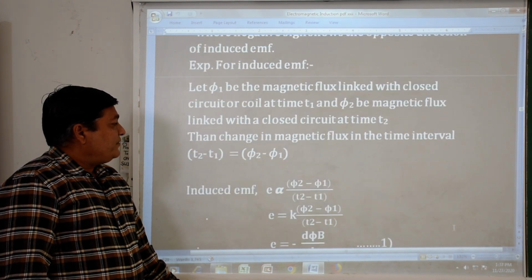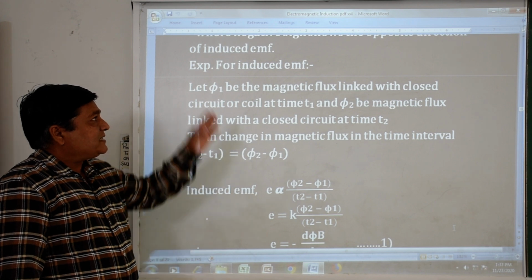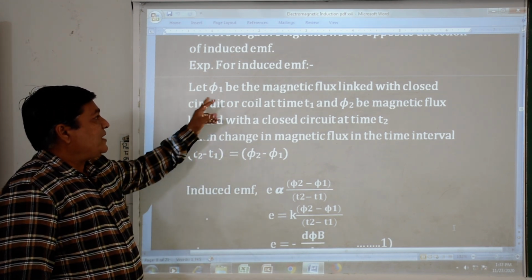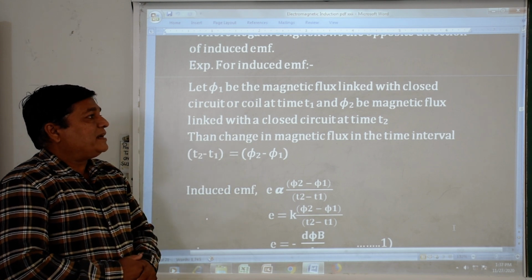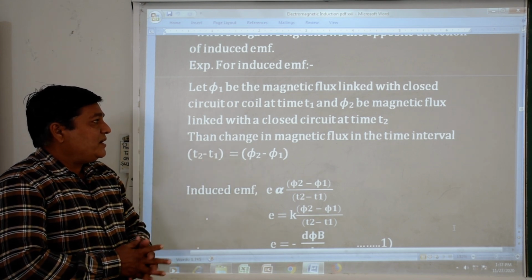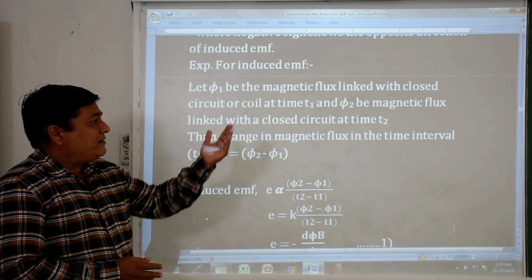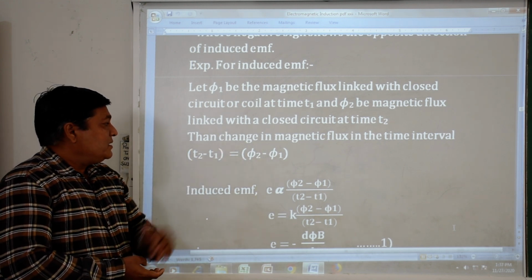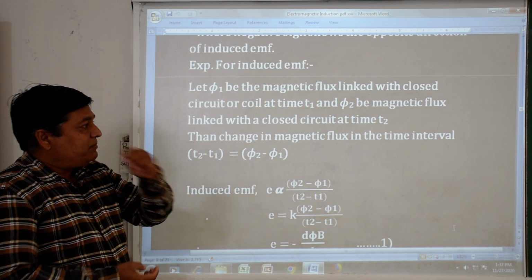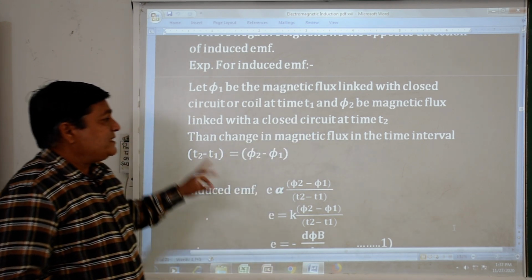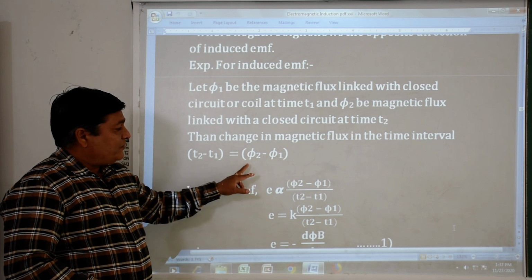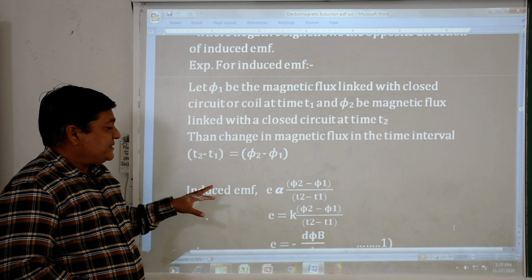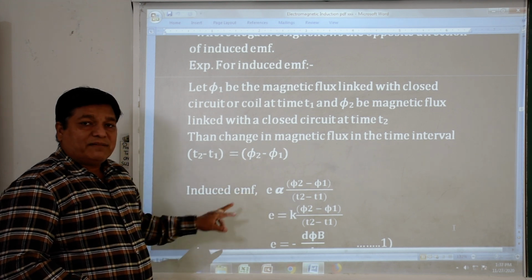Now, if we try to derive this expression E = -dφ/dt a little bit, we can consider that suppose φ1 is the magnetic flux linked with the closed circuit or coil at time t1, and φ2 is the magnetic flux linked with the closed circuit at time t2. Then the change in time interval will be t2 minus t1 and the change in magnetic flux will be φ2 minus φ1.